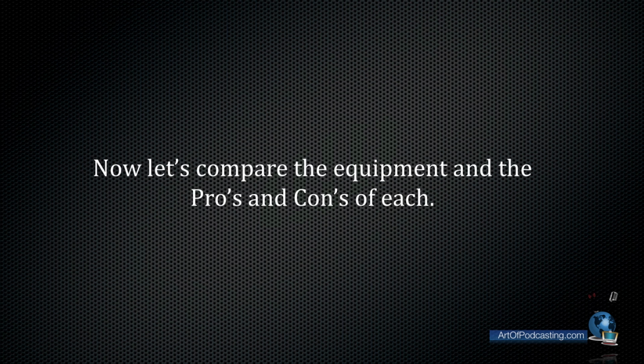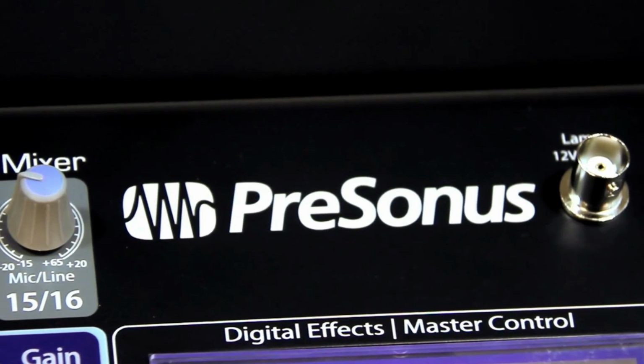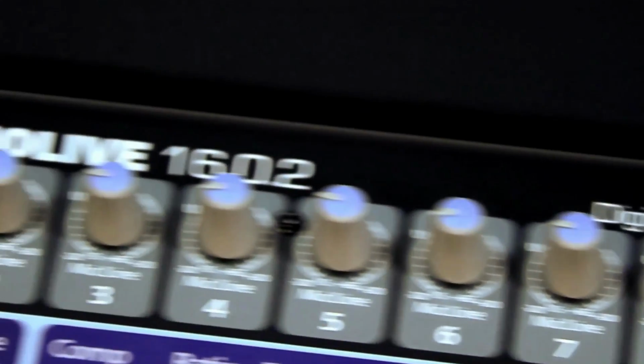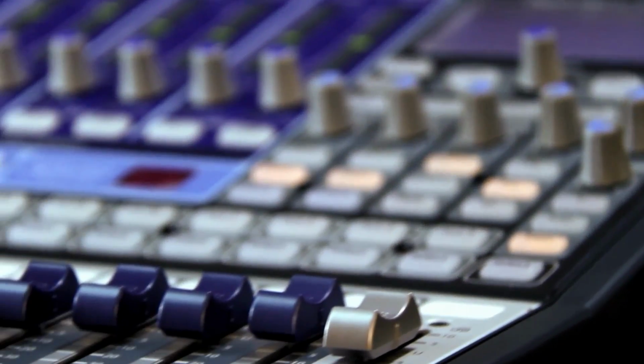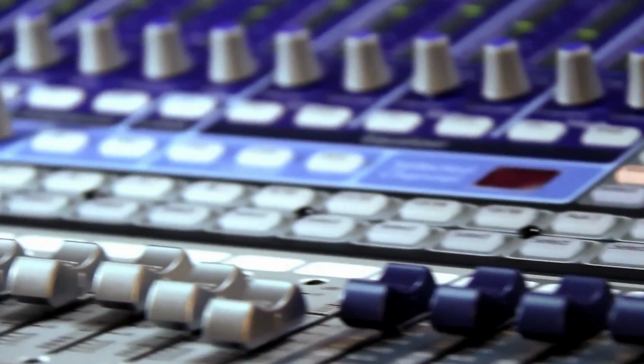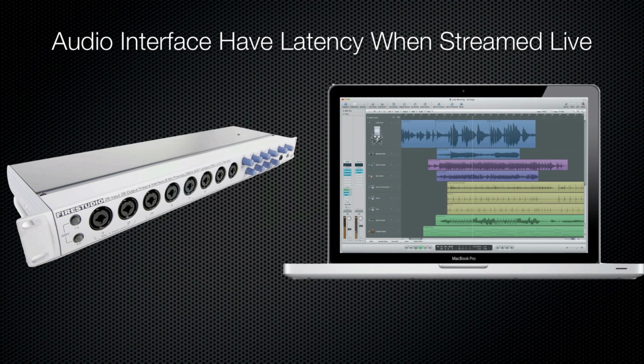Now, let's compare the equipment and the pros and cons of each. First up is the mixer. Now, you should use a mixer anytime you're doing a live show format. This is because with an audio interface, all the sound from the show is going straight into the computer, which causes latency when the show is rebroadcast.